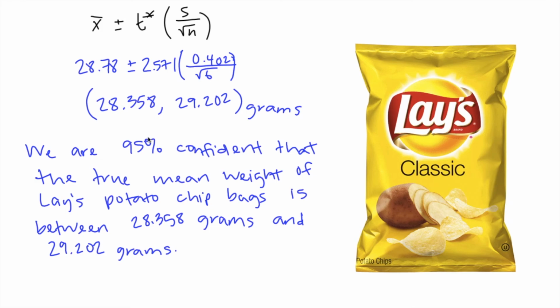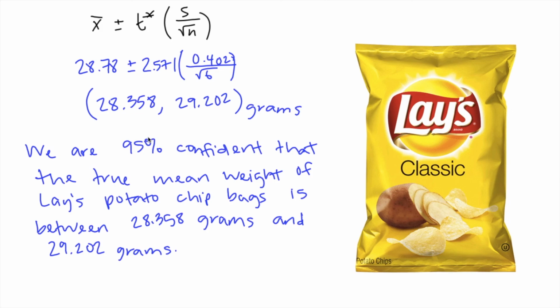in this problem? Well, that's where we'd say if I took a whole bunch of samples of 6 bags of chips and did a confidence interval for each one of those, about 95% of the intervals would include the true mean weight of Lay's potato chip bags. So if I repeated this process many times using this method, about 95% of the intervals would include the true mean weight of all potato chip bags. So that's a couple of things you can do or interpret based on this interval.